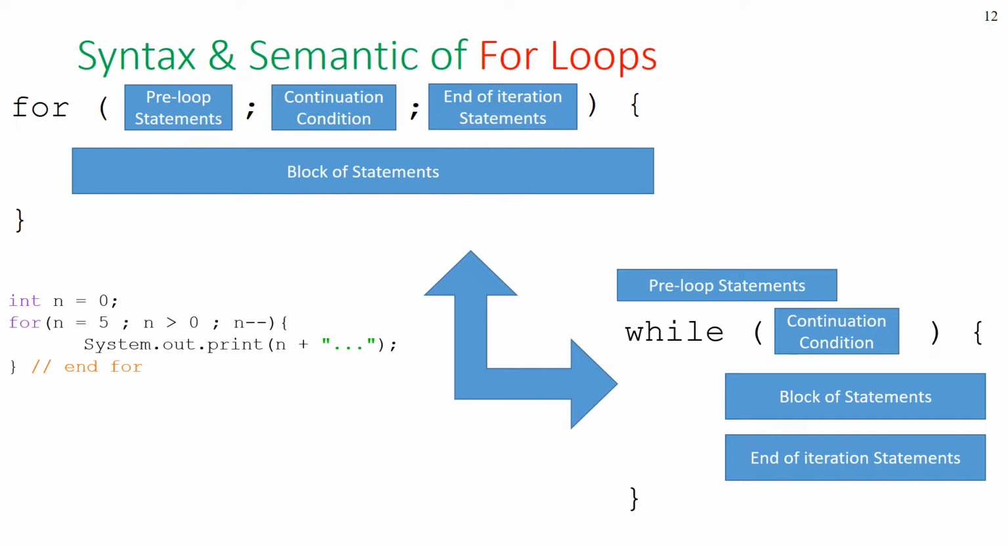So you've got your pre-loop statements before the while. Your continuation condition just goes in the while. Your block of statements goes here, and this goes right here. So now you see it laid out like that.